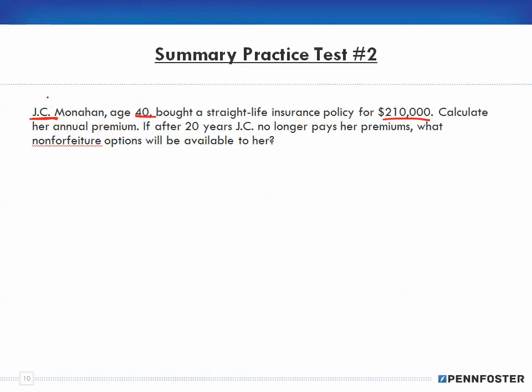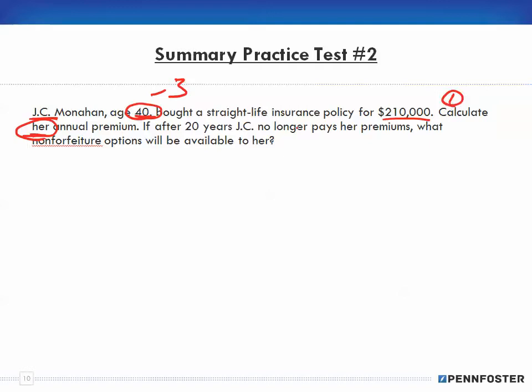Okay, I don't know if J.C. Monahan is a male or a female, but as I read through the problem, it tells me that it is her annual premium. And why is that important? Well, the tables are based upon a male, and if it was a male at 40, we would use the 40, but because it's a female, we have to subtract 3 years in order to use the charts for a female. Okay, so that's why her annual premium is important.